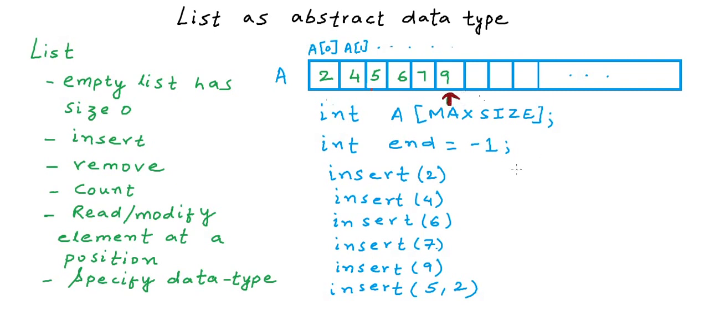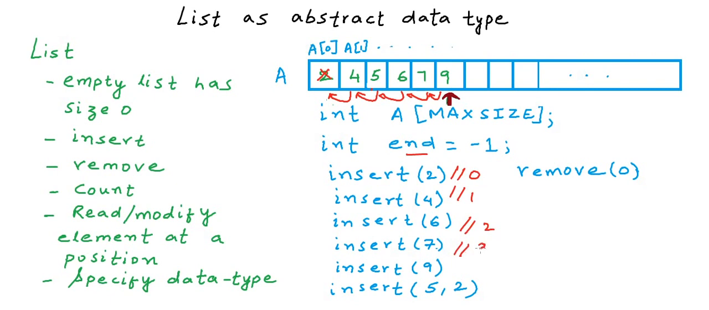Now if I want to remove an element from a particular position, let's say I make a call to the remove function. I want to remove the element 2, so I'll pass the index 0 here. To do so, all the elements after index 0 will be shifted 1 unit towards the left, towards the lower indices, and 2 will go away. Now this end variable is being adjusted after each insertion. So after this insertion, end will be 0, after this 1, 2, 3, and so on. After this remove, end will be 4 again.